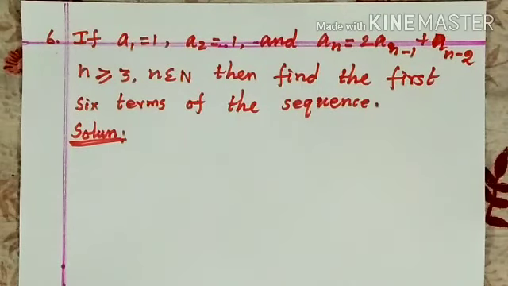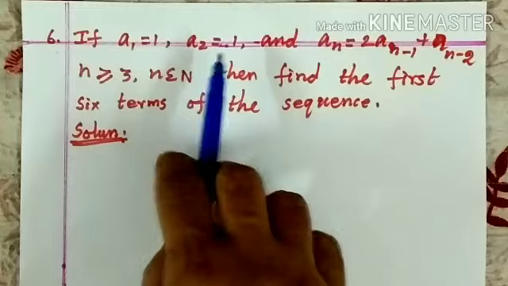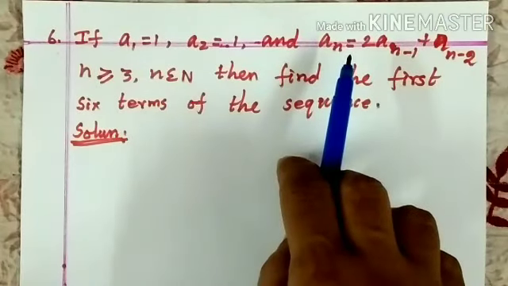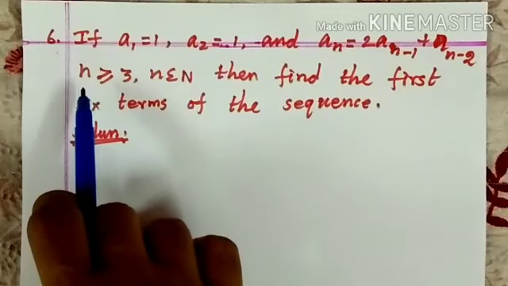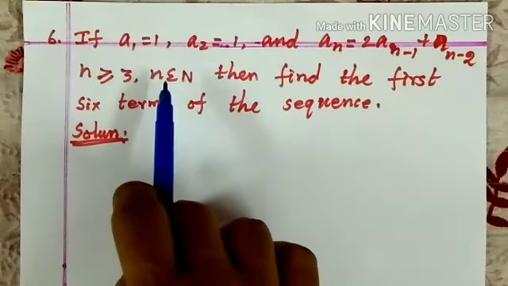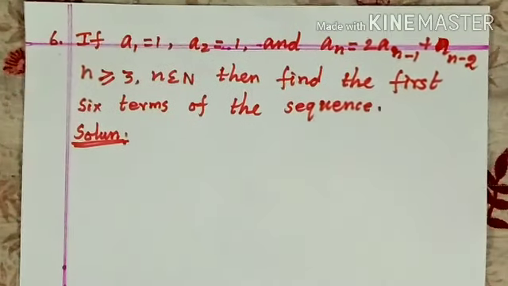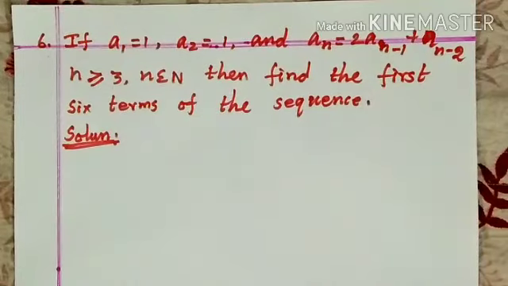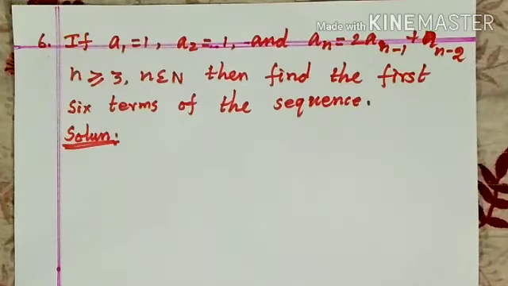In this question, first term and second term are given, then the general term is also given where n is greater than or equal to 3 and n belongs to natural number. Here we have to find first 6 terms of the sequence. Let us do the solution.